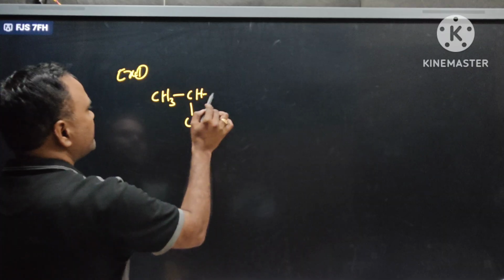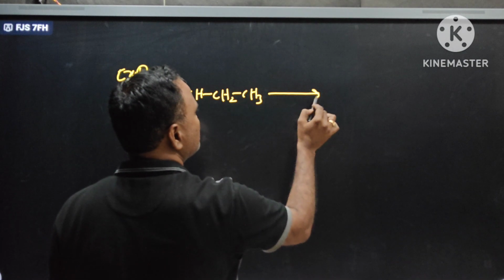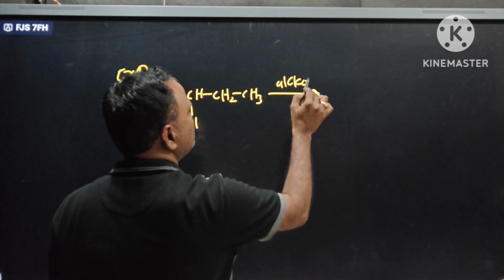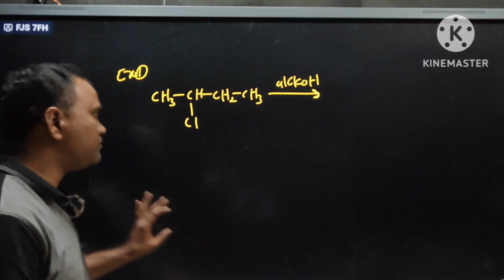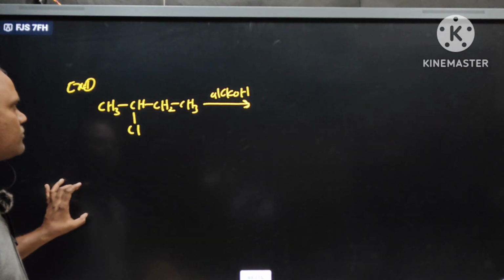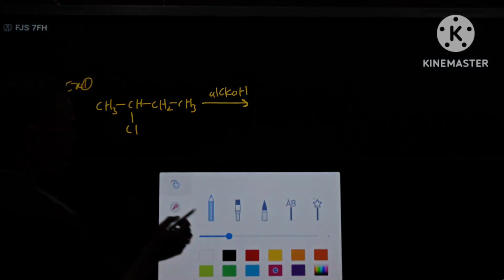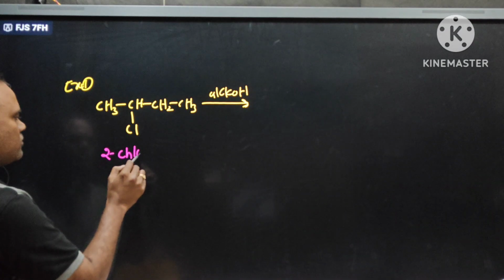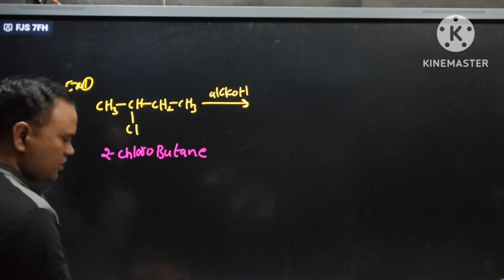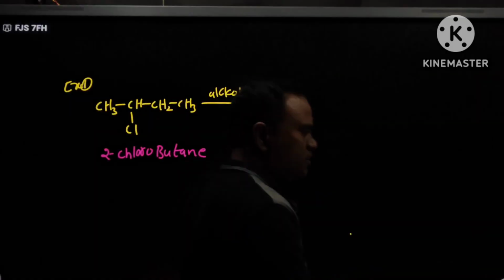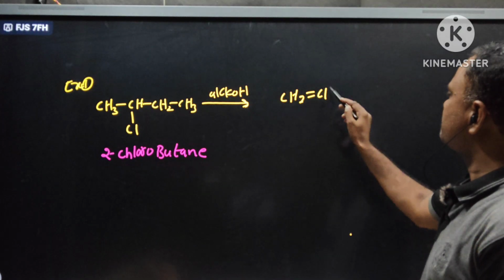What is its name? Can you give its IUPAC name, Aisha? Vaishnavi, what is its IUPAC name? 2-chlorobutane. See, I am writing the products here. I'll tell you how I'll get the two products.